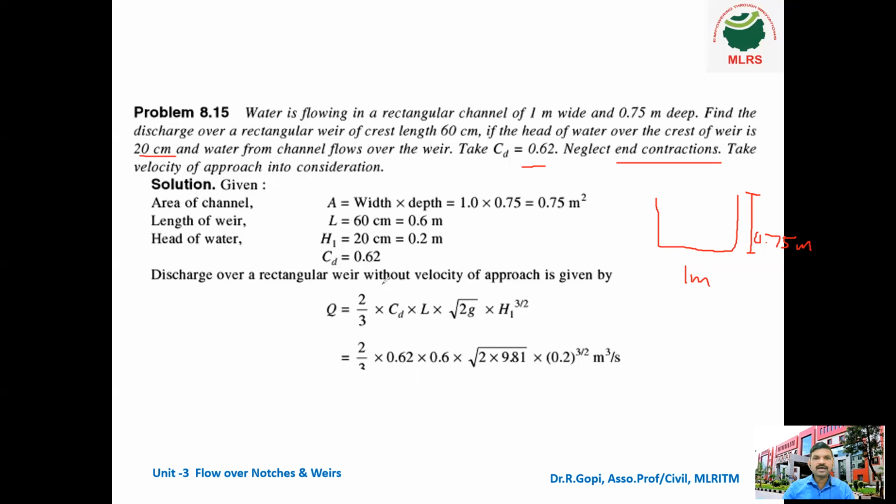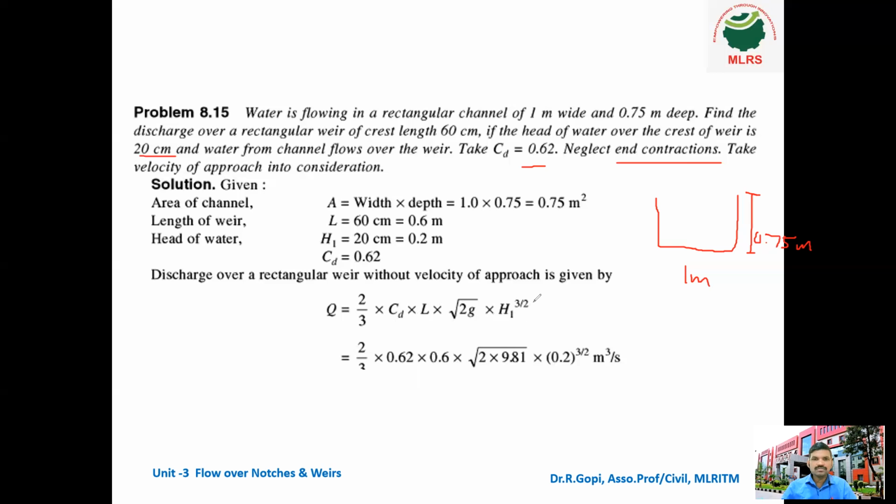Now, the discharge over a rectangular weir without velocity of approach. The first step is to calculate the discharge. Since it is a rectangular weir, we must calculate initially without considering velocity of approach, because we don't know HA. So first we need to calculate Q without considering velocity of approach. We know the formula: 2 by 3 into CD L into root 2g, H1 power 3 by 2.